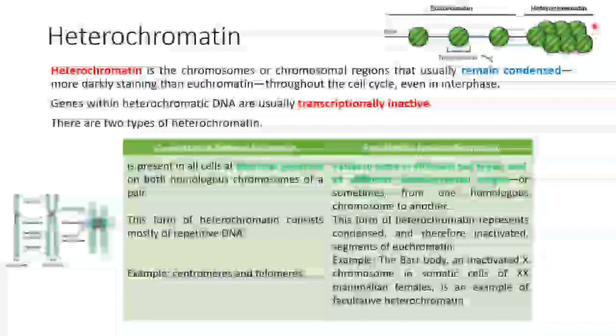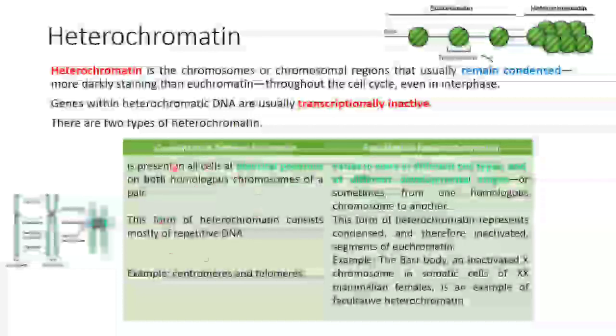And when we say always condensed, it means the DNA is not accessible easily by the transcription machinery. It means the RNA polymerase cannot access the DNA, so no transcription in this region. So the genes present in this region are transcriptionally inactive. Two forms, two types of the heterochromatins are present. The first one is known as constitutive heterochromatin, and the second one is known as facultative heterochromatin.